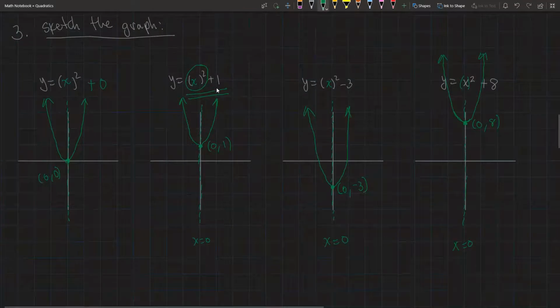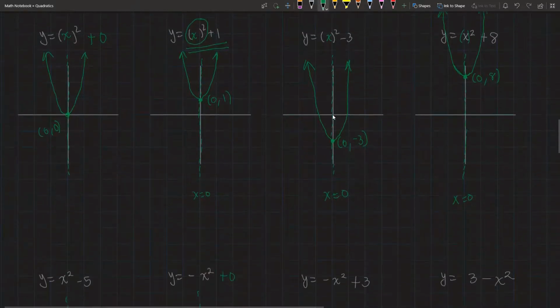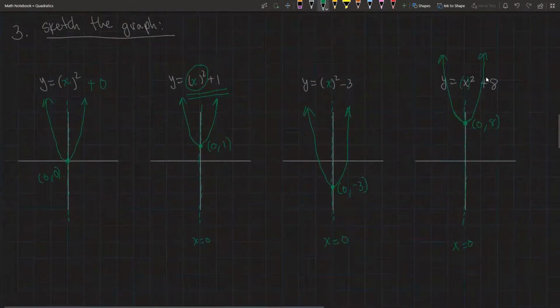This one moved up one unit. You can see this plus 1 does imply up 1 unit. How did this one move from the original parent graph? This negative 3 implies down 3 units. And what does this plus 8 imply from the original parent graph? How did this parent graph become the third one? It moved up 8 units. So that's what we're seeing.